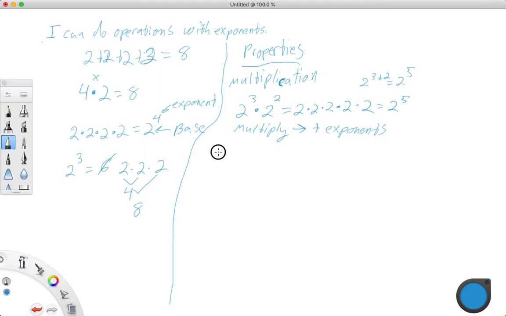Okay, division is similar. If you remember, division is the opposite of multiplication, right? So division is going to be similar. Let's not use 2 this time. Let's use 5 to the 8th power divided by 5 to the 3rd power. Okay, 5 to the 8th power divided by 5 to the 3rd power.